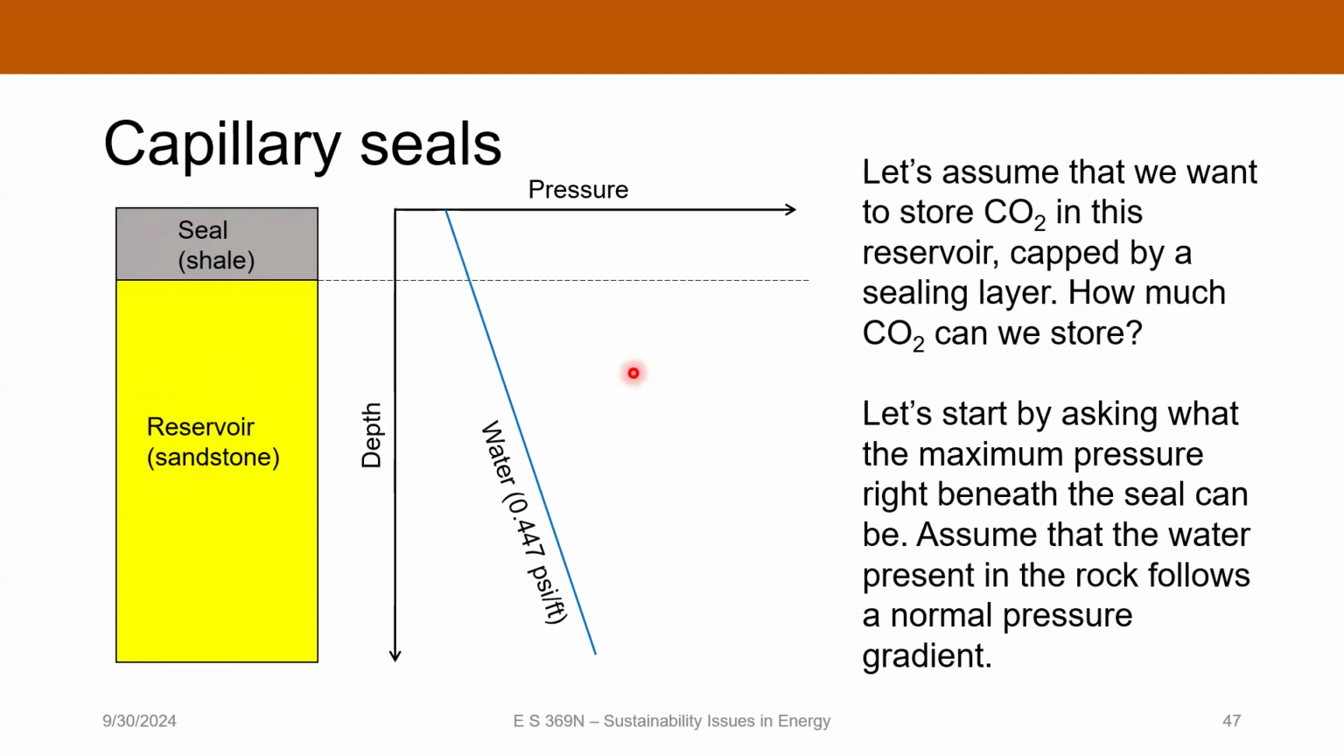So really what we have to ask is, what is the maximum pressure that the CO2 can have right here at the base of the seal where it won't start leaking into the pores of the seal? To start off, we'll make an assumption that the water phase pressure increases along what we call a hydrostatic gradient. So it's just increasing due to the weight of the water that's above it. For typical brines that we see in the subsurface, that rate of increase is about 0.447 psi per foot. So we call that either a normal gradient or a hydrostatic gradient.